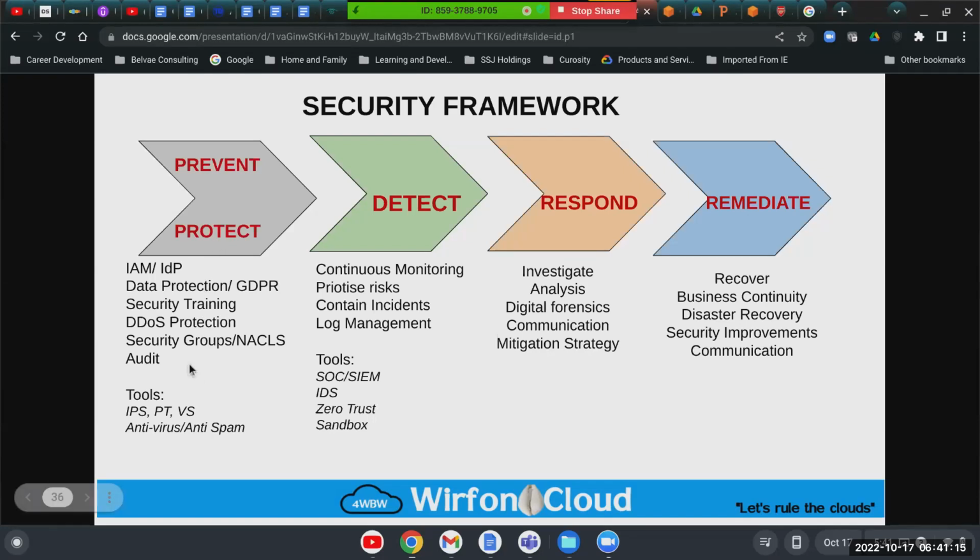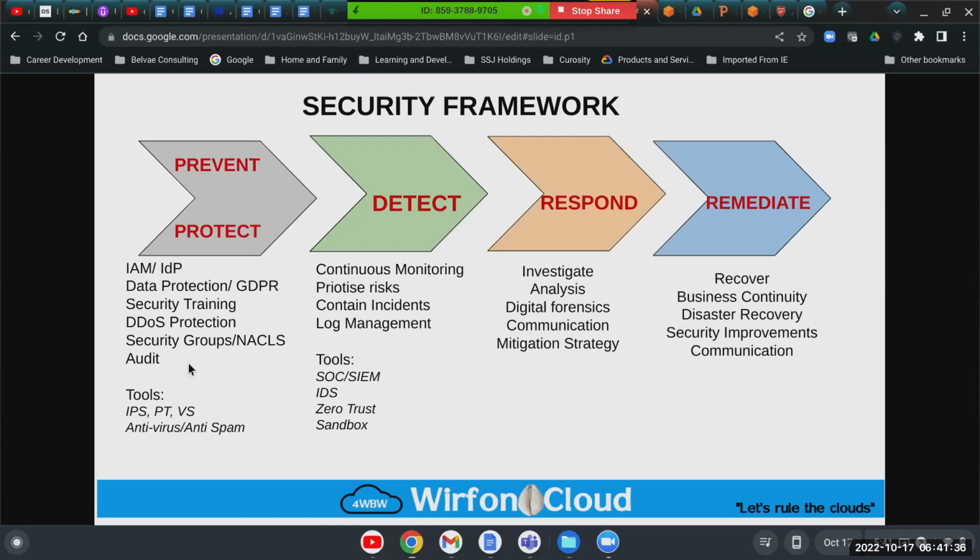Chief thing which you can do is that you can provide security training. Beyond security training, there are elements such as identity access management, which we talked about, which provides a level of protection. There are security groups, NACLs, there's DDoS protection, which is there.